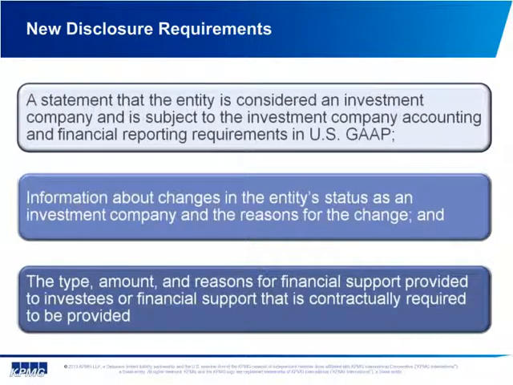This slide details the disclosure requirements included in the new ASU, and those include the following. An entity must include a statement that it is considered an investment company and it is subject to the investment company accounting and financial reporting requirements of U.S. GAAP. It also must disclose information about any change to the entity status as an investment company and the reasons for that change. And lastly, the type, amount, and reasons for any financial support provided to the entity's investees or financial support that is contractually required to be provided by the entity to its investees.